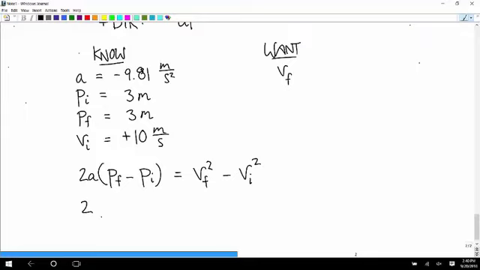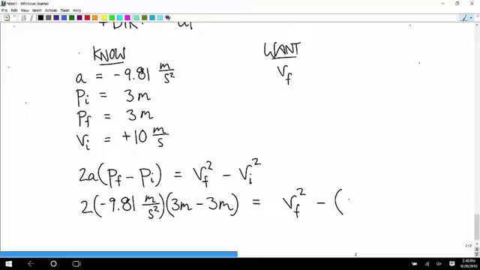So we have 2 times negative 9.81 meters per second squared times the quantity 3 meters minus 3 meters is equal to v final squared minus 10 meters per second, squared. This second factor in parentheses goes away, and so all of this is equal to 0.